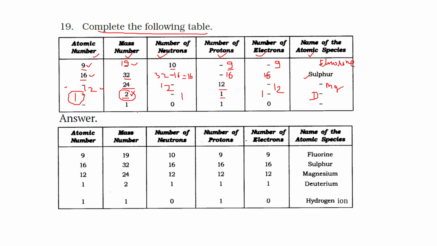Now next one, mass number is 1, number of neutrons is 0, number of protons is 1, and number of electrons is 0. When the number of protons is 1, we can say its atomic number is 1, and when atomic number is 1, this should be hydrogen. But in this case, there is no electron. Hydrogen contains 1 electron. If we remove the 1 electron, then what we will get? We will get the hydrogen ion, H plus. You can also see the same thing in this table. Okay, thank you.